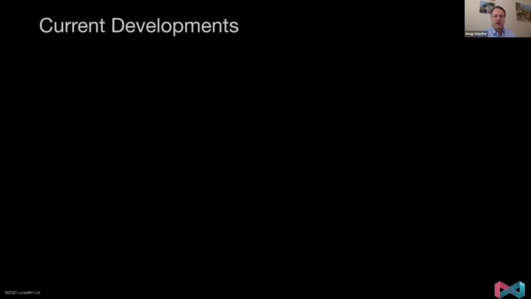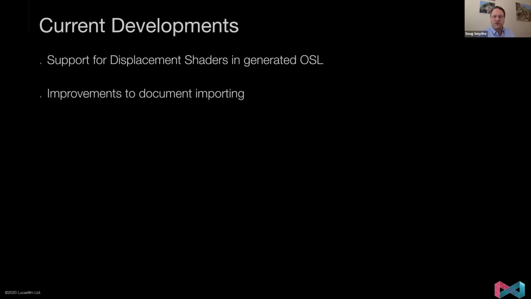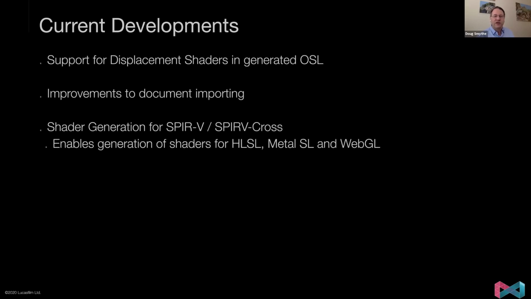Other things that are currently in the works include adding support for displacement shaders in the OSL ShaderGen code generator, improvements to how documents and their include files are imported. Oh, I love this one. A new shader generator backend for SPIR-V, which will enable the generation of HLSL, MetalSL, and WebGL shaders, and JavaScript bindings for the MaterialX API.